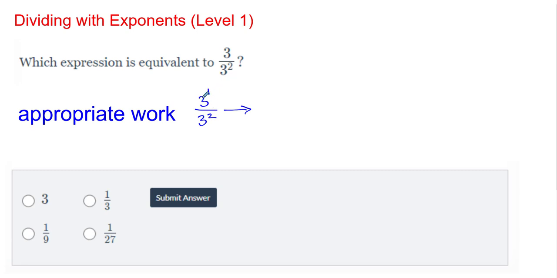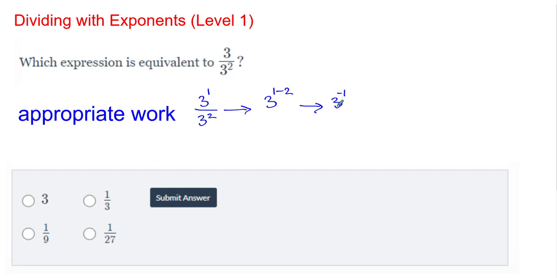When we're dividing and we have the same base, we're going to subtract the exponents. So I'm going to start with my numerator of 3 to the power of 1, subtract, and the number that I'm subtracting from the bottom is a 2. So it's really 3 to the power of 1 minus 2. And then 1 minus 2 simplifies to 3 to the negative 1. Now 3 to the negative 1 isn't there. That actually is our answer.